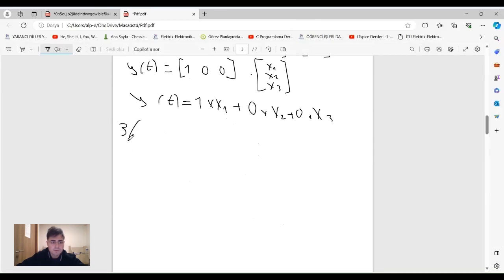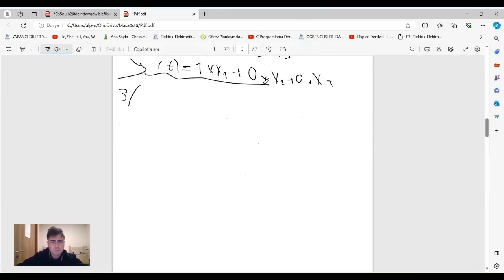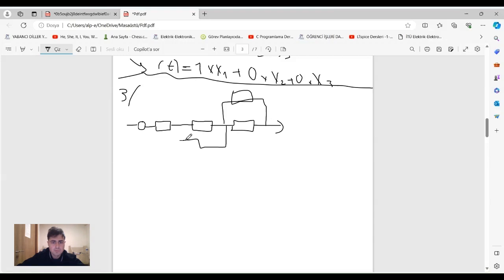The third question. Okay, this is the line. We can draw this because of the equation. Also, this is the feedback, and they continue, and then this is what came up.